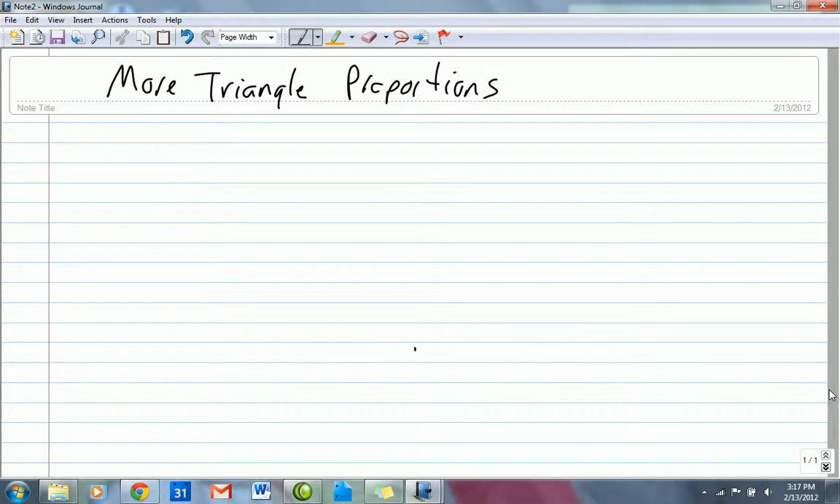Hi, in this video I'm going to present two more proportions. Again, another excuse to talk about some algebra, ratios of proportions, that happen within the context of triangles. And so the first idea pertains to this particular situation. So we have any old triangle here.